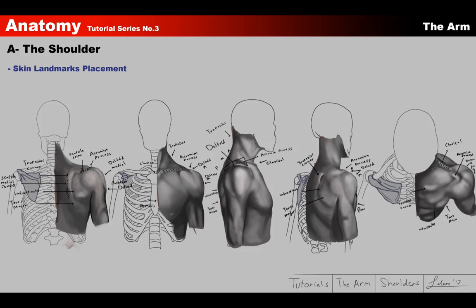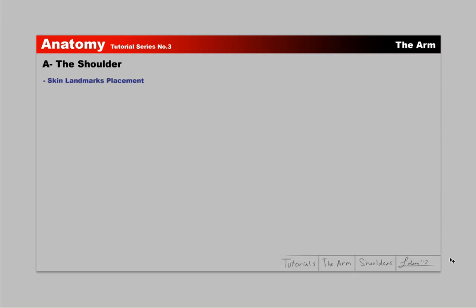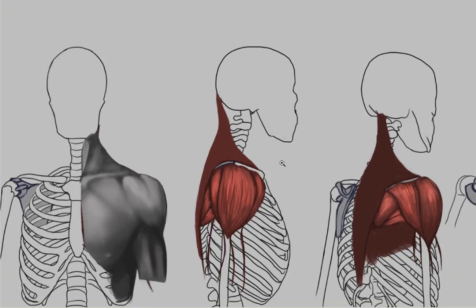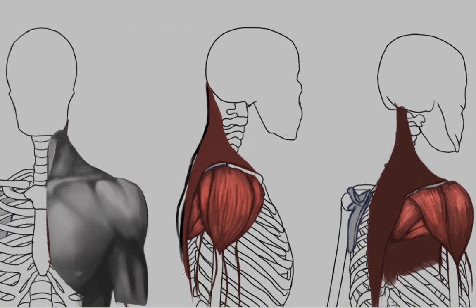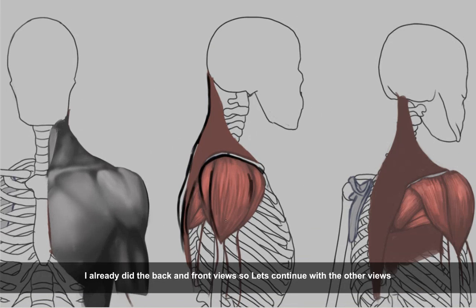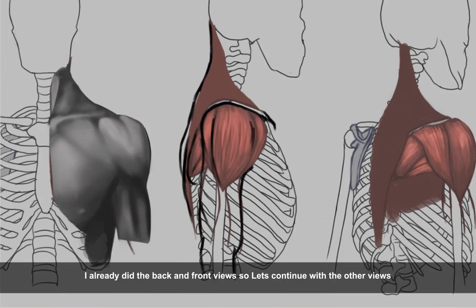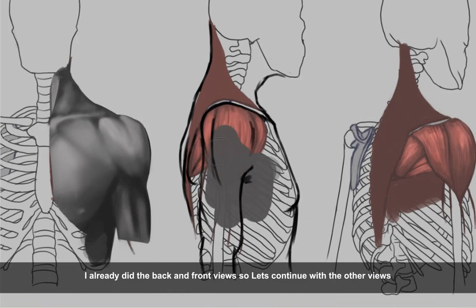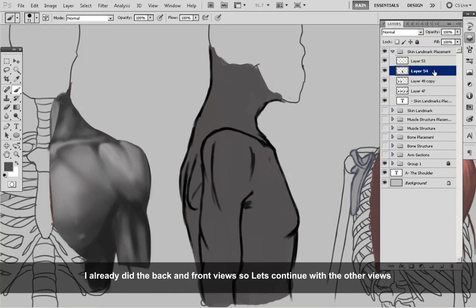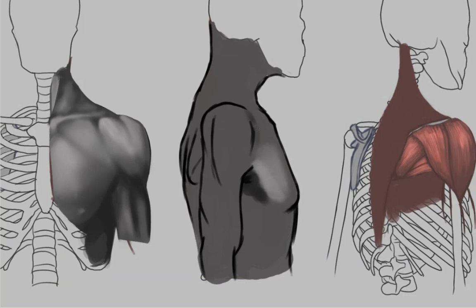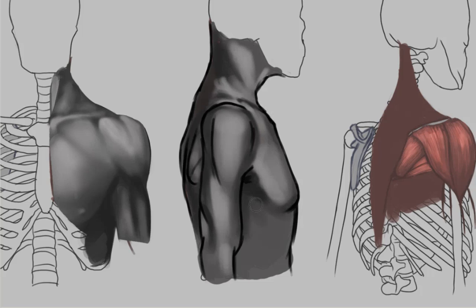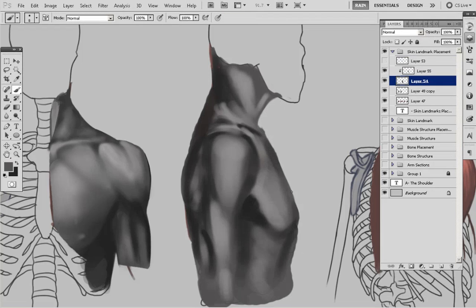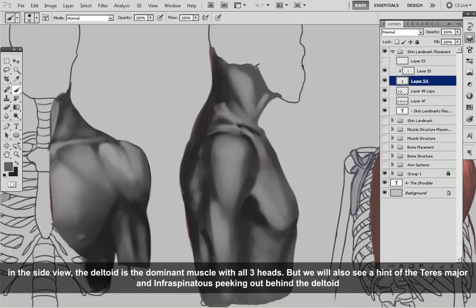Okay, now we already did the front and the back view in the previous chapter, so let's continue to the other views. In the side view, the dominant muscle is the deltoid, and all the three heads will be showing up. Now as you can see, there's a hint of the teres major and the infraspinatus from the side, peeking behind the deltoid. We will also see the acromion process. It will look like a bump above the deltoid and to the side of the clavicle.